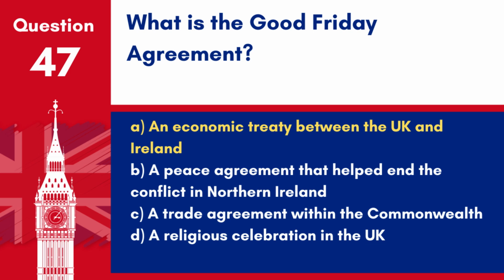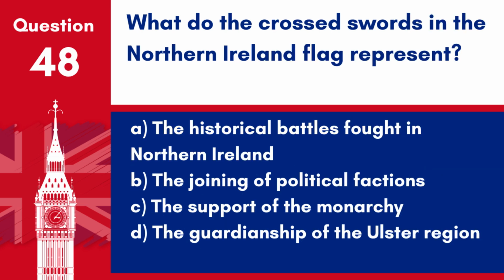The Good Friday Agreement, signed in 1998, was a major political development that helped end most of the violence of the Troubles, the conflict involving various factions in Northern Ireland. Question 48. What do the crossed swords in the Northern Ireland flag represent?